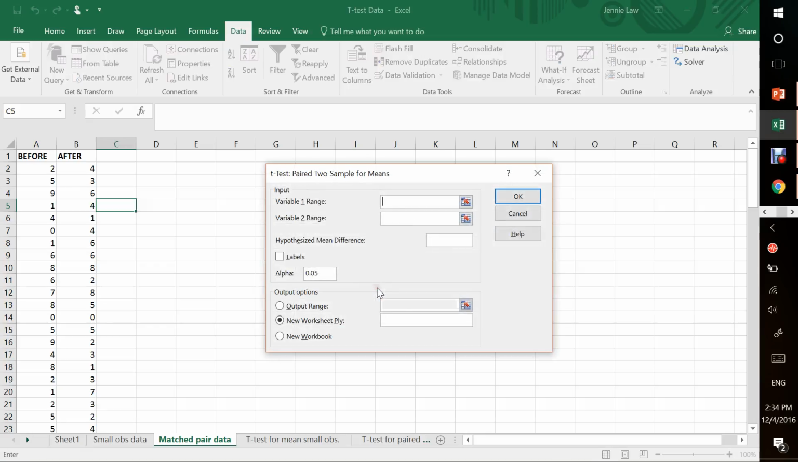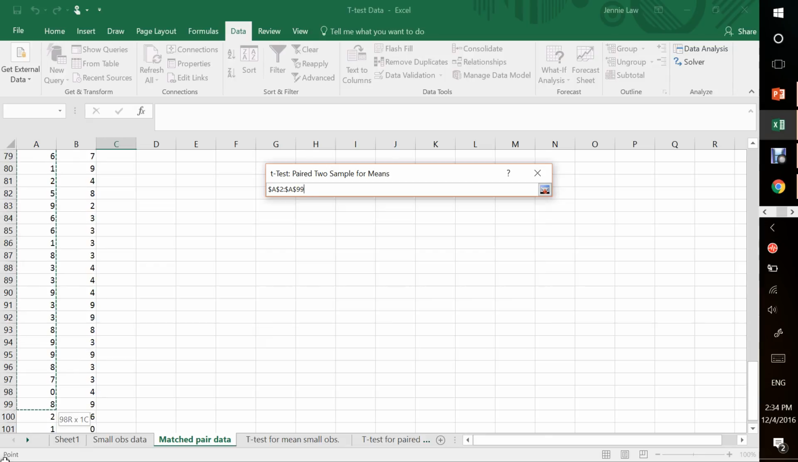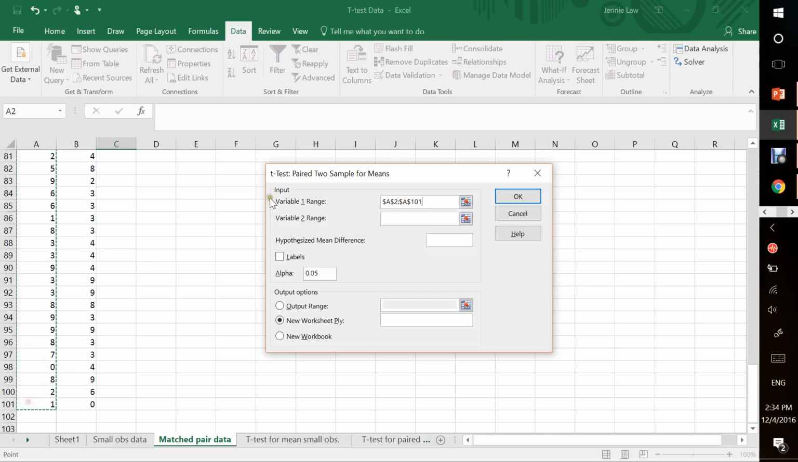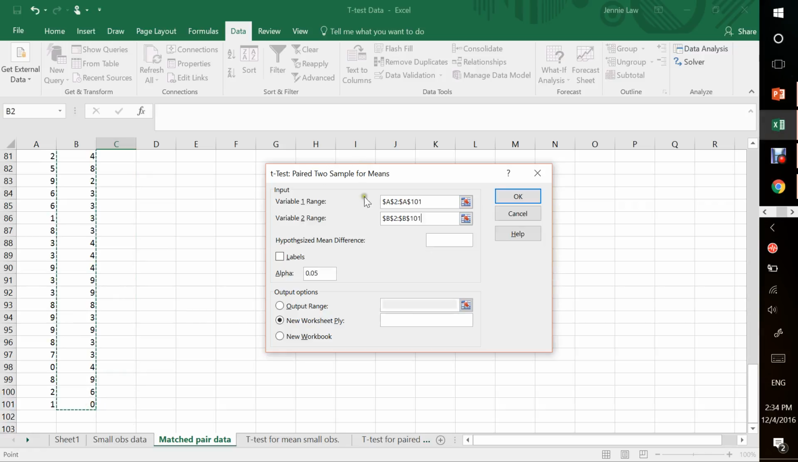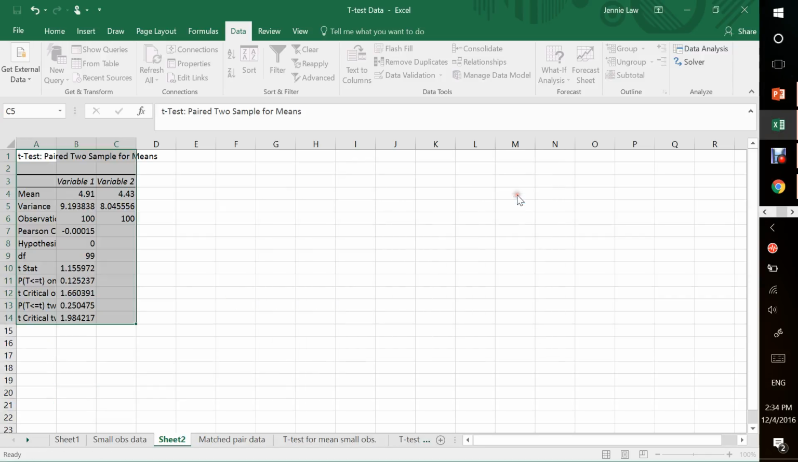So we would click on that, and it says put in the variable 1 range. So we would select all of the data under the variable 1 name, and then we would select all of the numbers under the after, our variable 2 range. Our hypothesized mean difference, again, is 0. We are going to have an alpha of 0.05, and we're going to press OK. This is going to output onto a new sheet your t-test, the paired two sample for means.